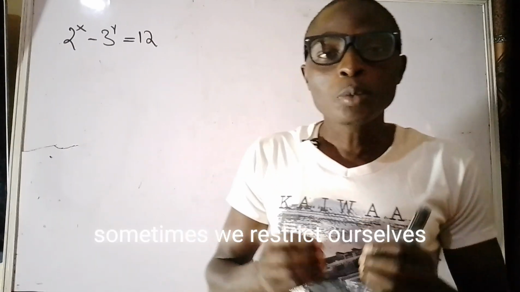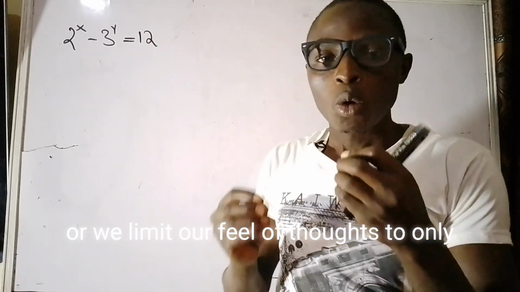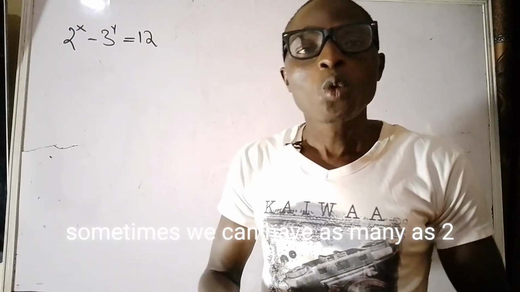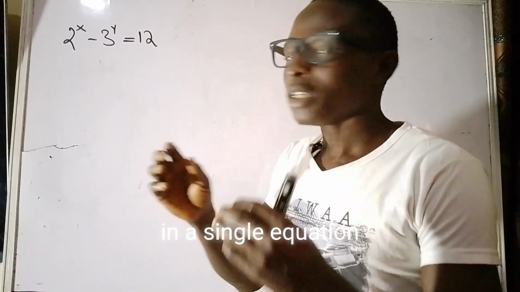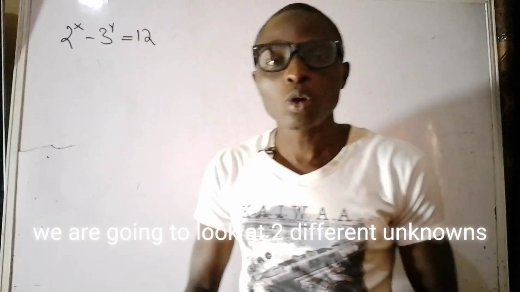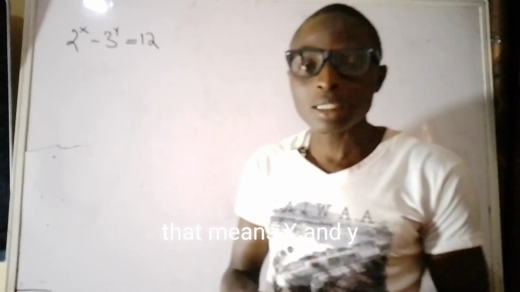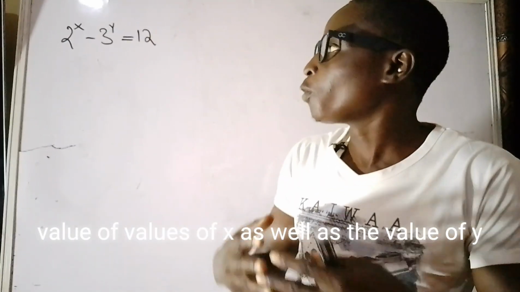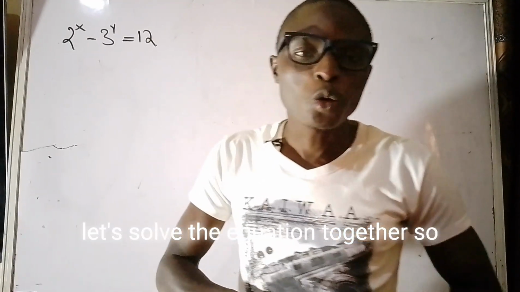I don't know why sometimes we restrict ourselves or limit our field of thought to only one variable, one equation, or two variables, two equations. Sometimes we can have as many as 2, 3 different variables or unknowns in a single equation. In today's tutorial, we are going to look at 2 different unknowns in a single equation, that means x and y. So let's see how we can find the respective value or values of x as well as the value of y. Follow me, let's solve the equation together.